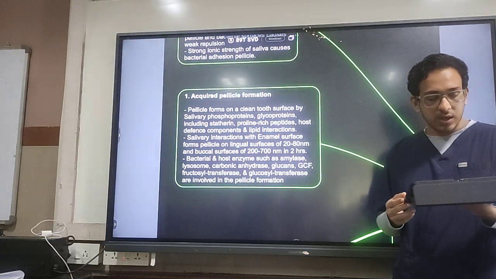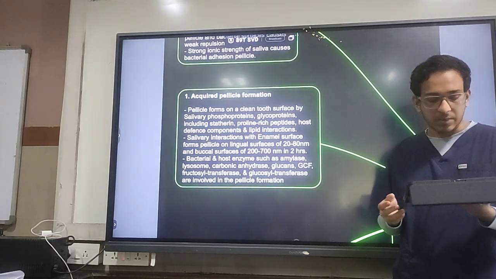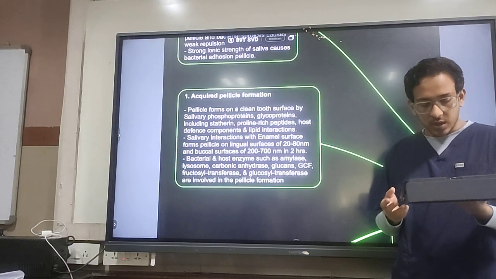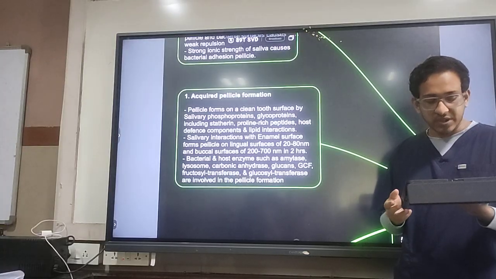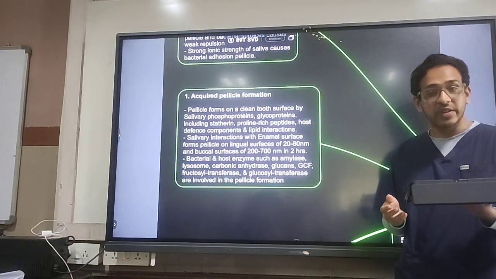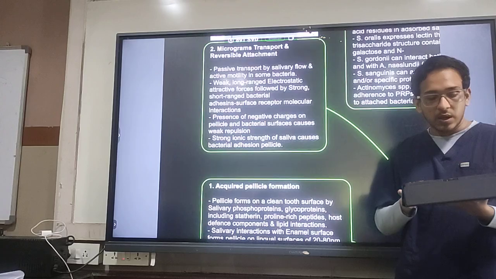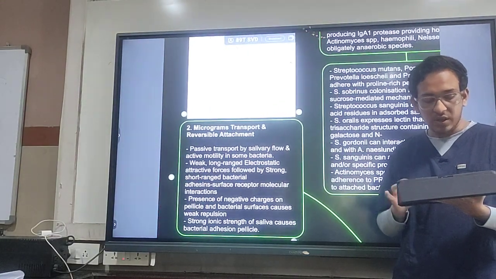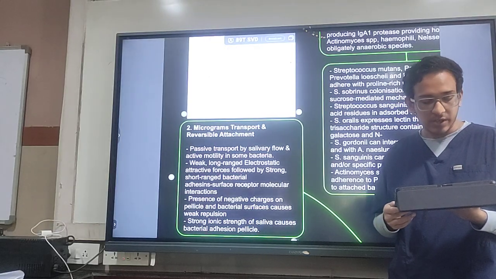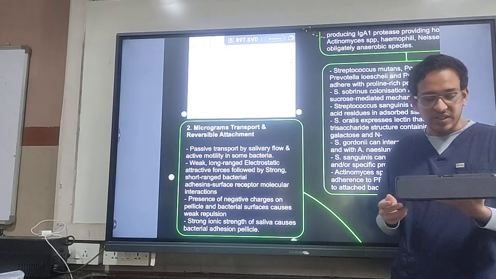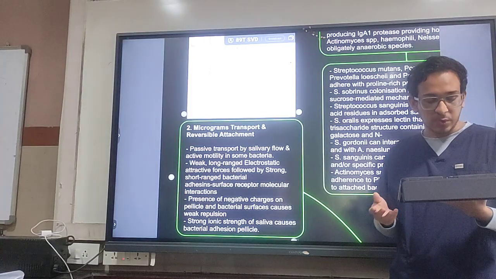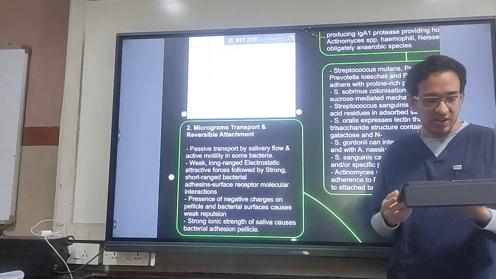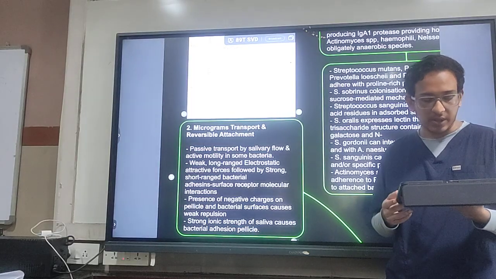The bacterial and host enzymes such as amylase, lysozyme, carbonic anhydrase, gingival crevicular fluid, fructosyl transferase and glucosyl transferase are involved in the formation of pellicle. Next, we'll see about the microorganism transport and reversible attachment of the microbes. The passive transport of microbes occurs by salivary flow, and active motility is present in some bacteria.